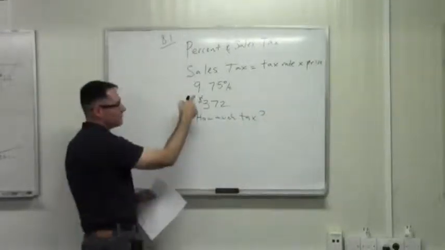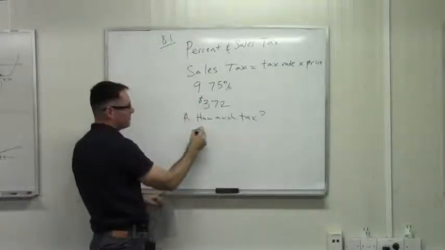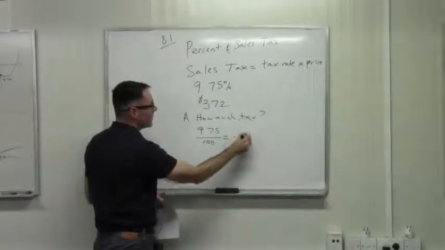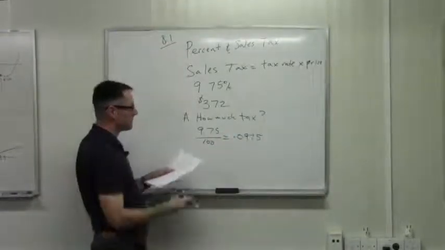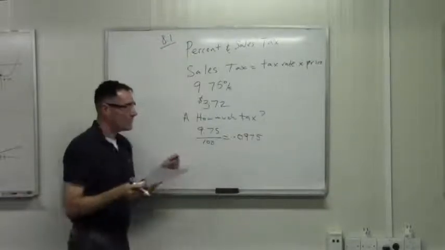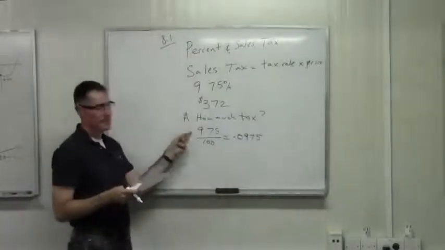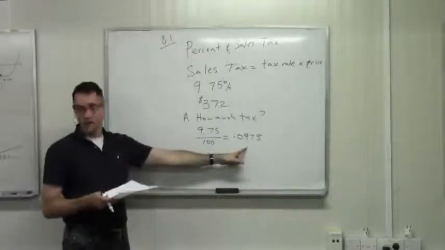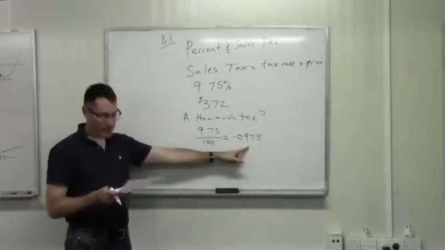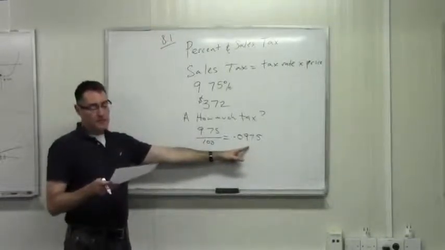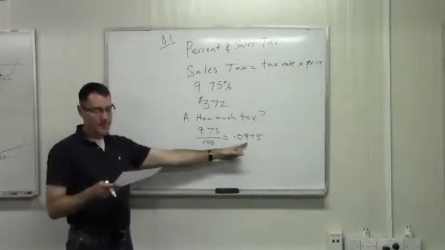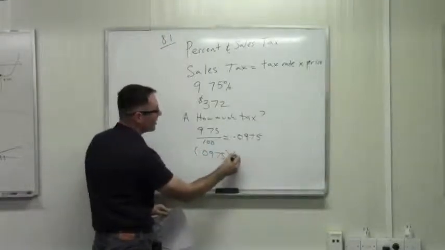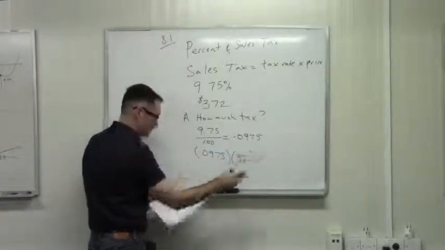Well, you divide that by 100, first of all. 9.75 divided by 100 equals 0.0975. A lot of people will actually screw up and make it 0.975. But that would be 97%. Right? It's 0.0975. Okay? Now it's converted to a decimal. And then we multiply that, 0.0975 times the price, 372.